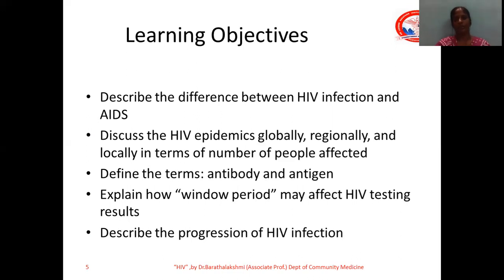Next is the window period. This window period is specific or unique to HIV and important for HIV infection. The reason is that you will be aware of the term incubation period. Incubation period means the period between the entry of a pathogen into one's body and the appearance of the first sign or symptom in the host. So this duration is called the incubation period.